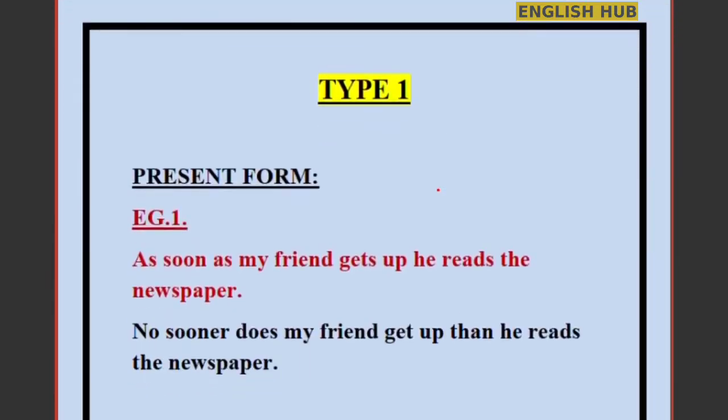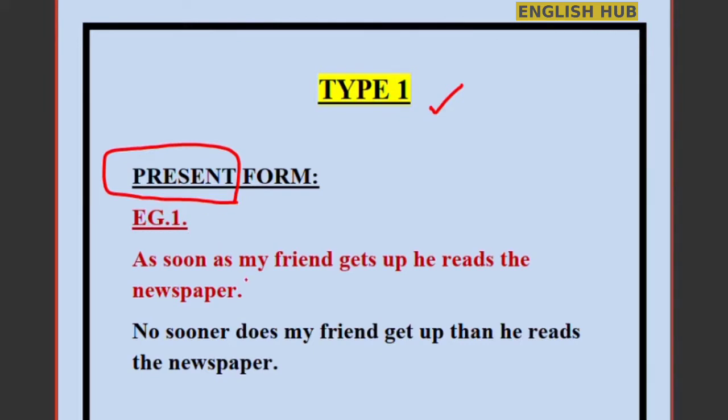Okay, type 1. What is type 1? Type 1 you already know. We are discussing no sooner. Okay, see, there are two forms over here which we need to discuss. First one is the present form. Present form means when we see that the sentence is written in the present tense.